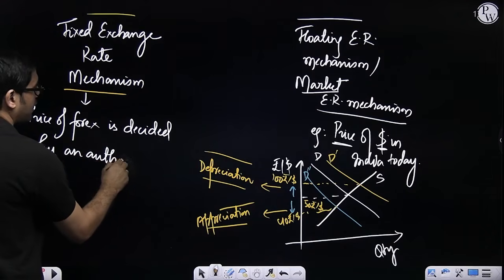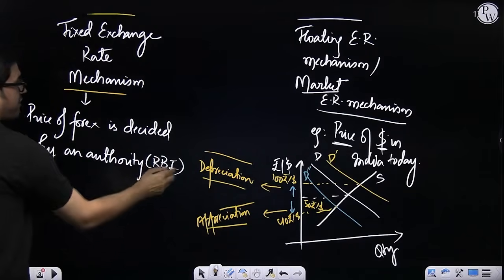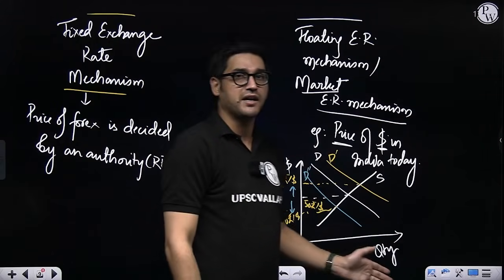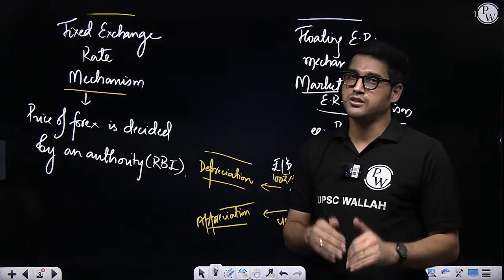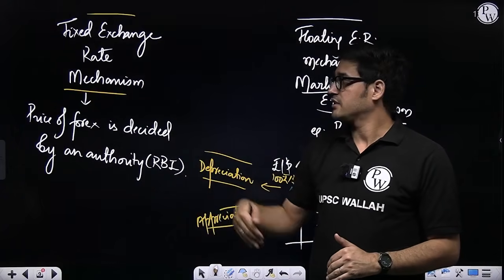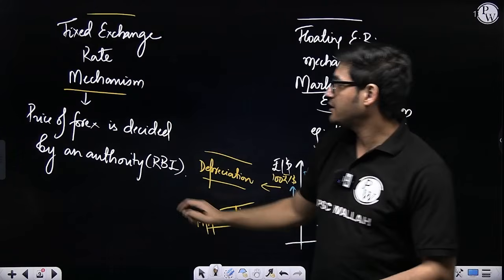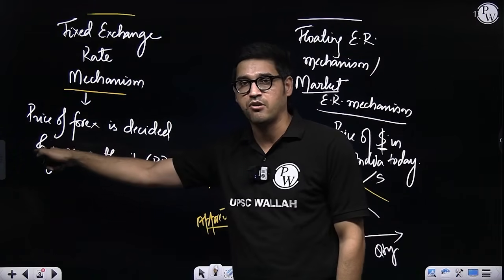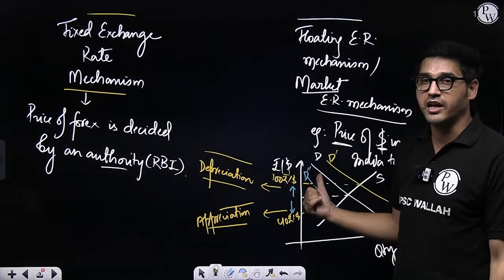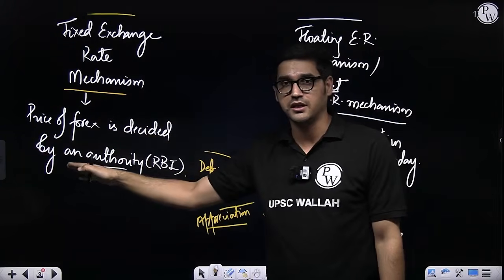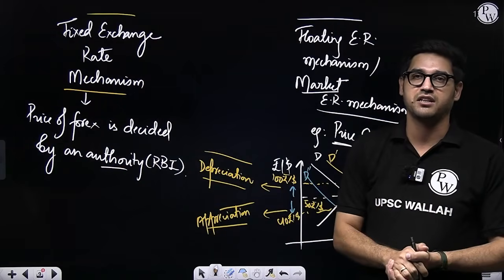And in our case, the authority would be the RBI. When we don't allow the market forces of demand and supply to decide what the price of foreign currency in the home economy will be, this type of mechanism is called the fixed exchange rate mechanism, meaning that the authority is fixing the price of foreign currency in the economy. The price is not being decided on the basis of demand and supply, but on the basis of authority. This type of mechanism is called the fixed exchange rate mechanism.